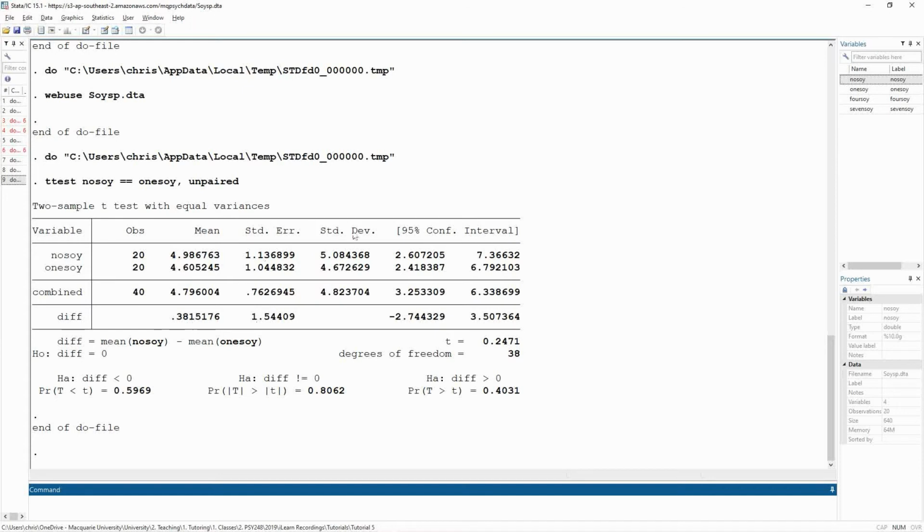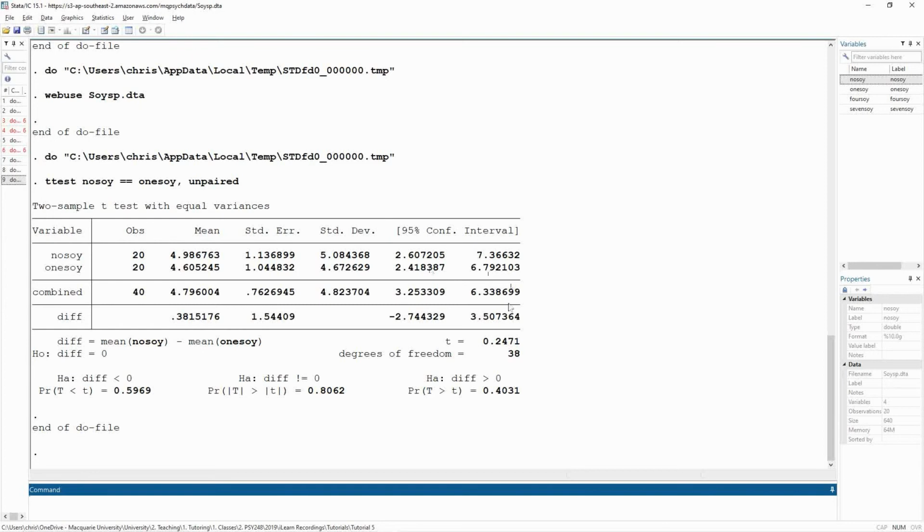We can see the standard errors and the standard deviations. It's kind of interesting. We do want to look at the standard deviations because we were interested in the equality of variance. 5.08 and 4.67 are exceptionally close and are probably okay. We can see confidence intervals here. These are the confidence intervals around our means. So with 95% confidence, we can say that the sperm count for no soy meals is somewhere between 2.61 and 7.37. And for one soy meal a week, it's somewhere between 2.42 and 6.79.